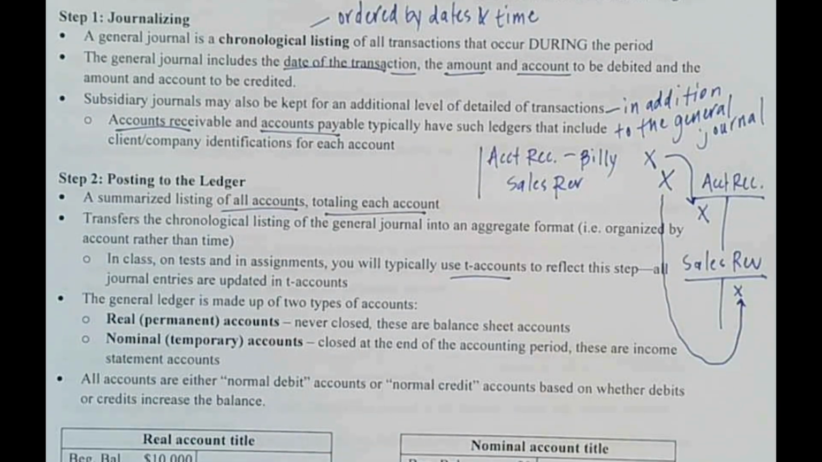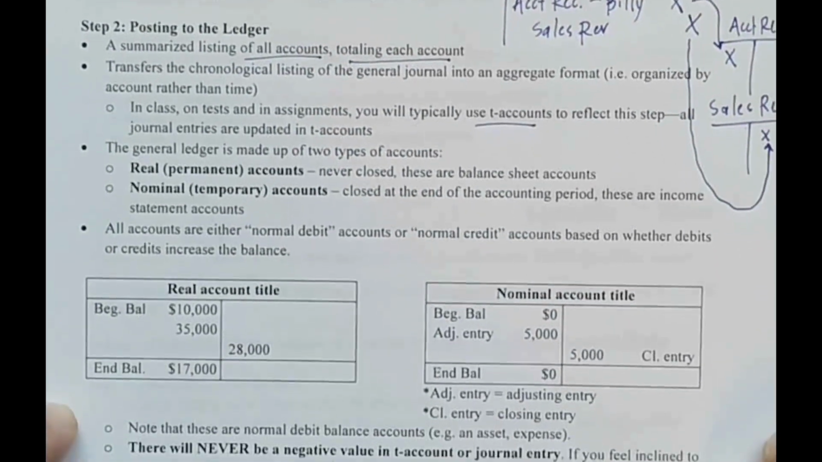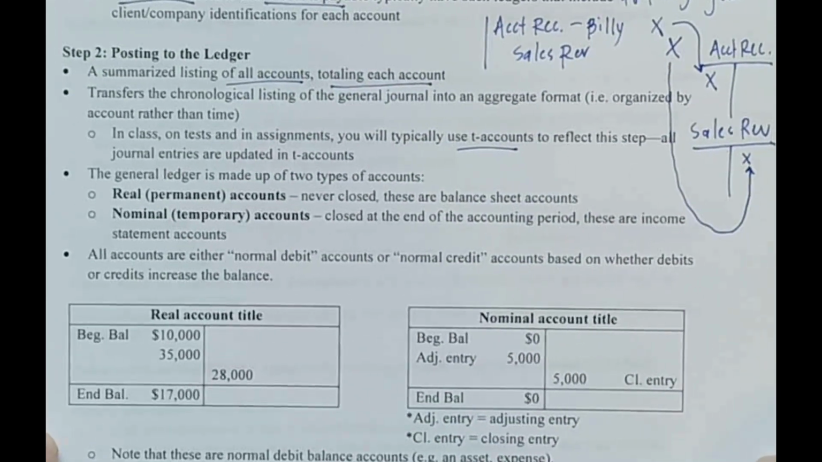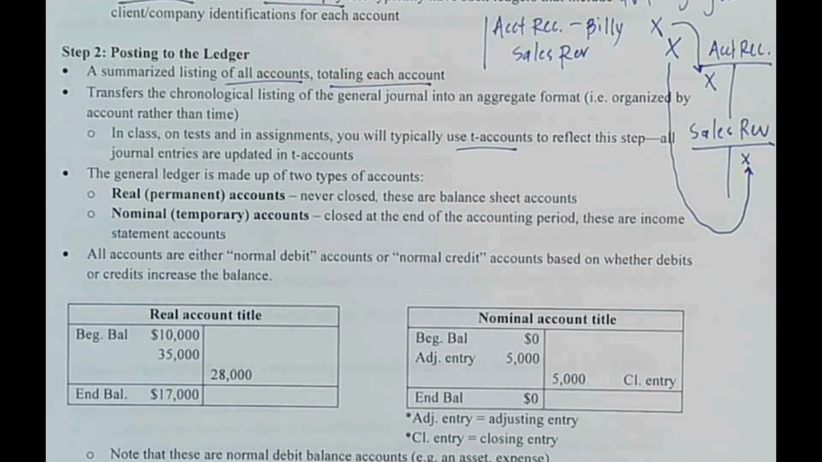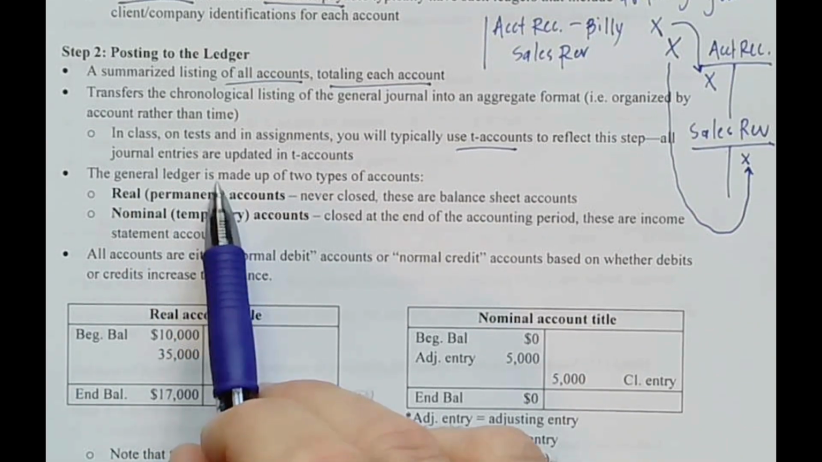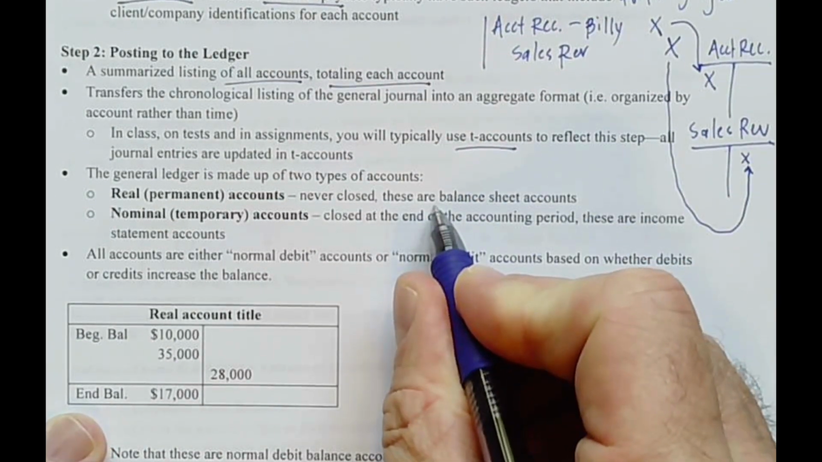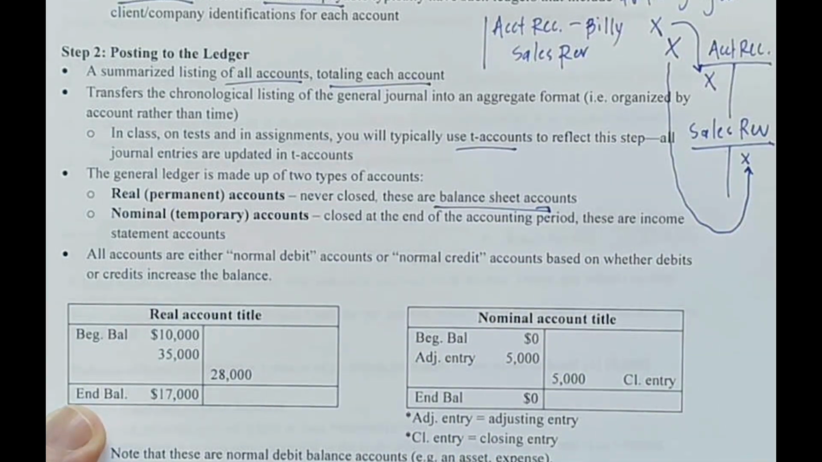So the general ledger is made up of two types of accounts, and they're not ordered necessarily by type of account, but it's good to know these two types. There are what we call real accounts, which are sometimes also called permanent accounts. These accounts are never closed at the end of a period, and they are accounts we find on balance sheets. They roll forward into the next period. So whatever your ending balance at the end of one quarter is would be the beginning balance of the subsequent quarter, or the ending balance of a year is the beginning balance of the subsequent year.